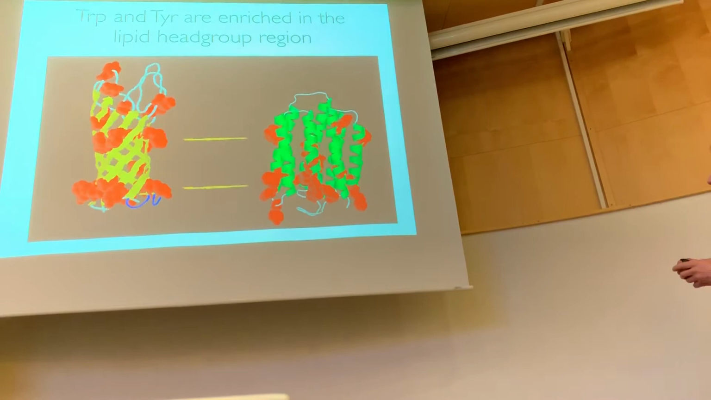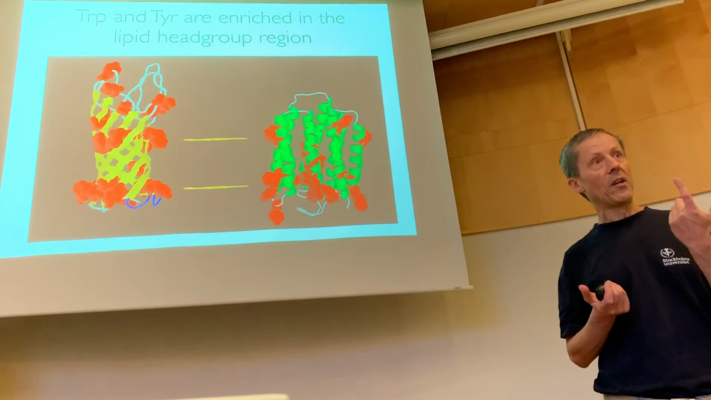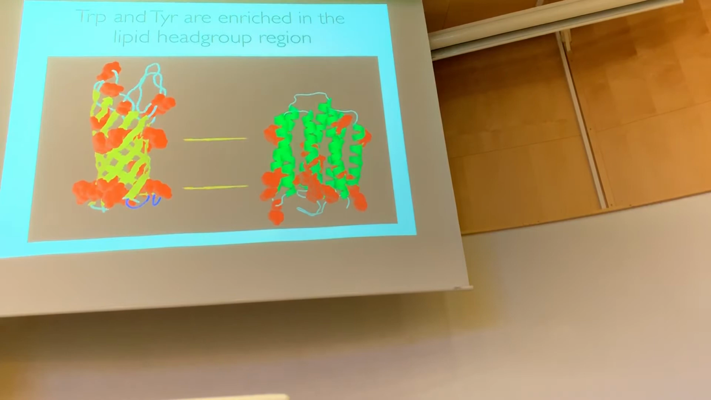So if you think about the helices themselves, if you have a stretch of hydrophobic residues, and in addition you find a tryptophan or a tyrosine at one or both ends, you'll be even more likely to think that this is probably a transmembrane helix. Then, of course, you have loops that connect the helices.